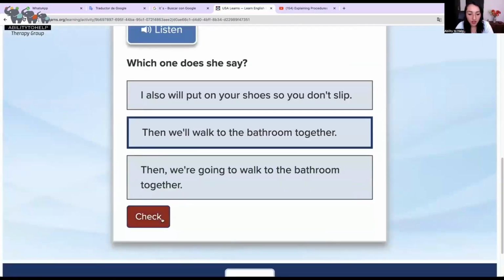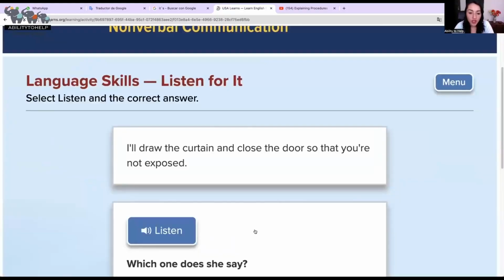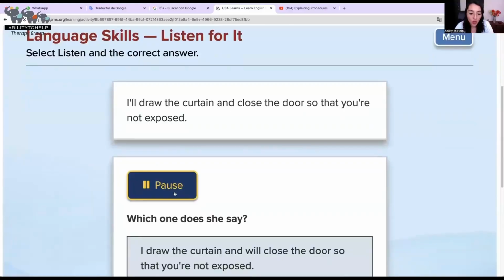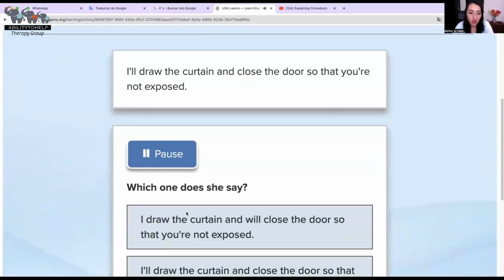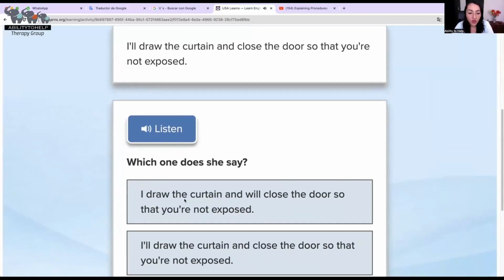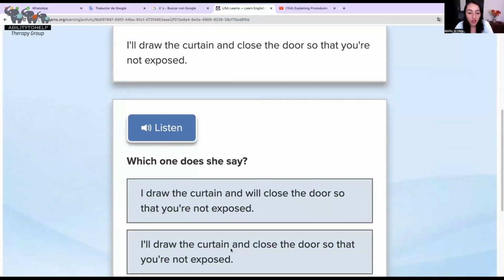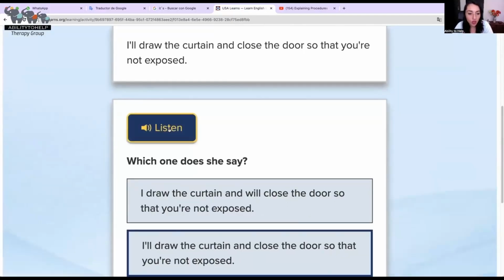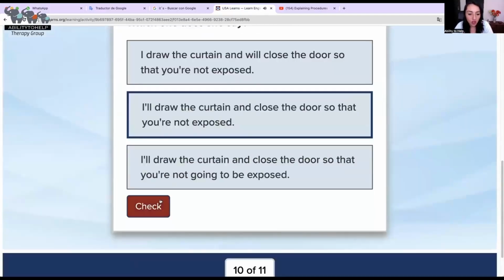This one, look at this. I'll draw the curtain and close the door so that you're not exposed. Which one does she say? I'll draw the curtain and close the door so that you're not exposed.